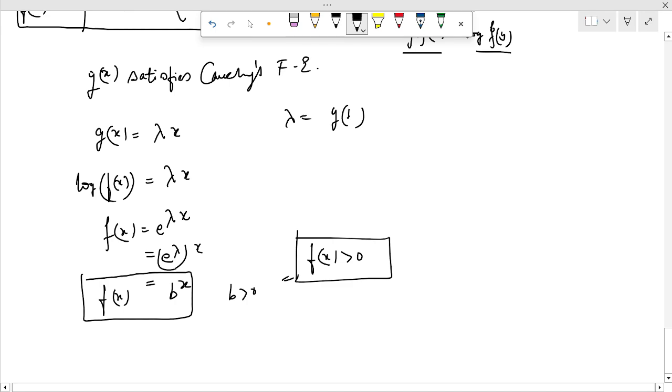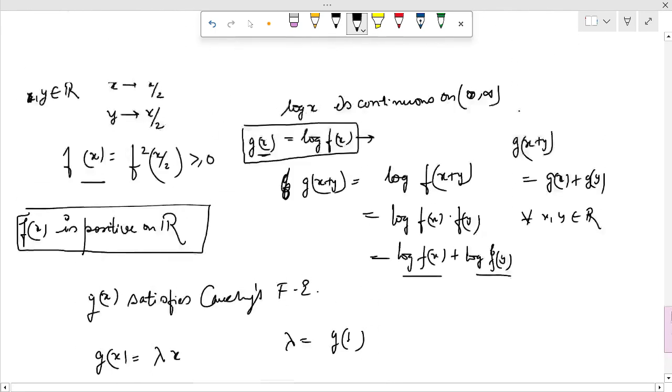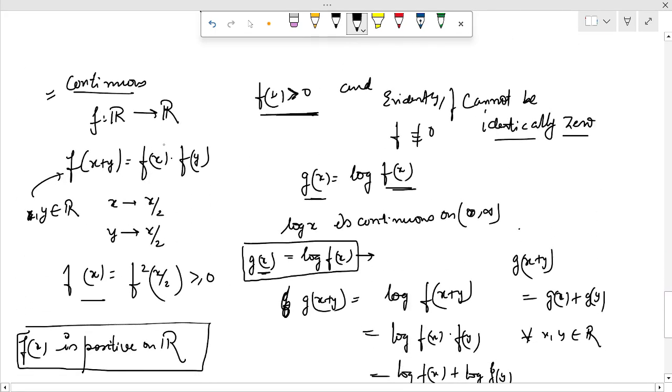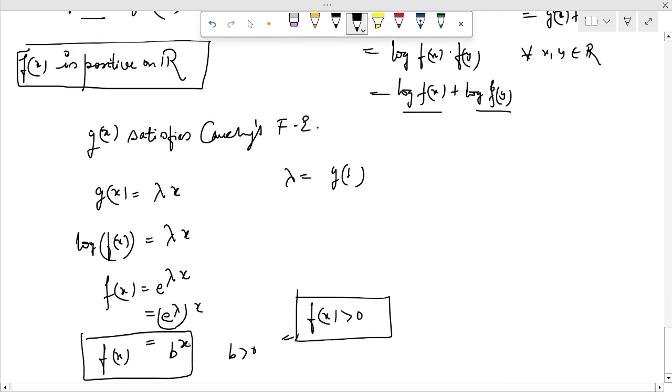Is that fine to you? So what kind of functions will satisfy this kind of functional equation? Only the exponential type of function. So all the continuous functions of the form b raised to the power x, where b is nothing but f(1), e raised to the power lambda, and lambda is simply g(1). So such kinds of functions can do. Basically, these are those continuous functions which will satisfy the above given functional equation.